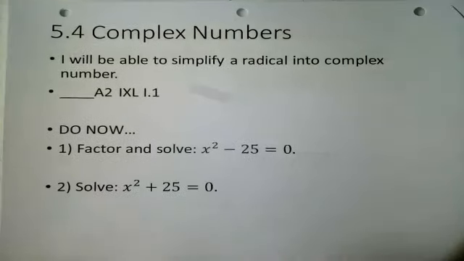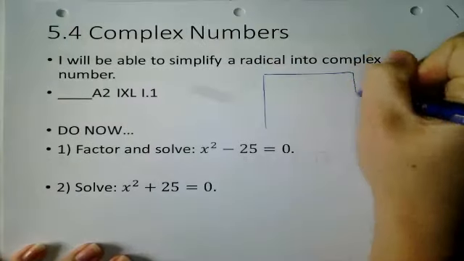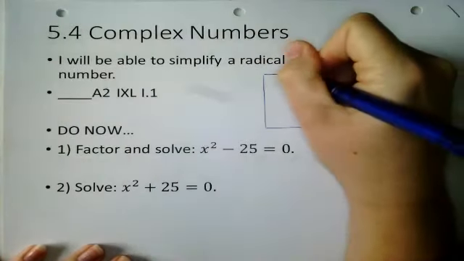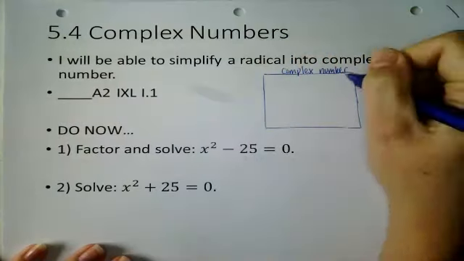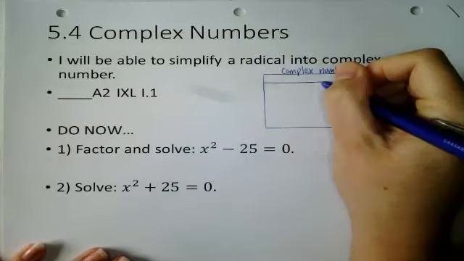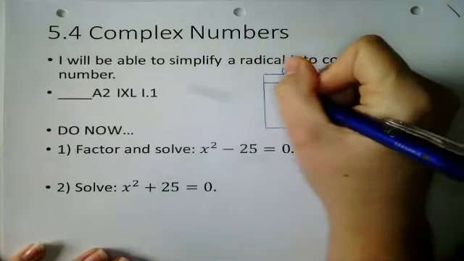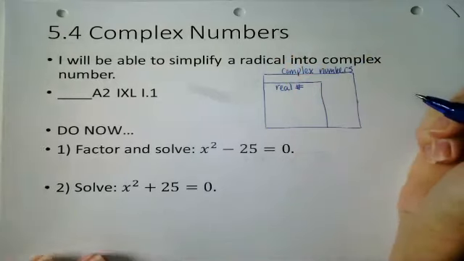Hello, Algebra 2. This is lesson 5.4, complex numbers. Complex numbers is this whole other number system. Really, this is the full number system, the complex number system. And if this is our number system, we have the complex numbers as the whole thing, and inside the complex numbers, we have the reals. The real numbers, which is everything that we normally work in.